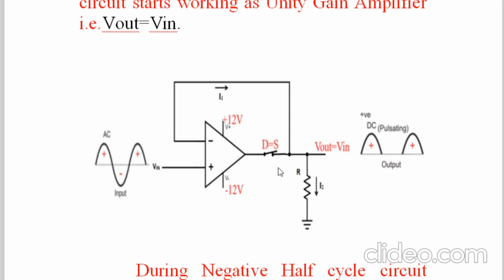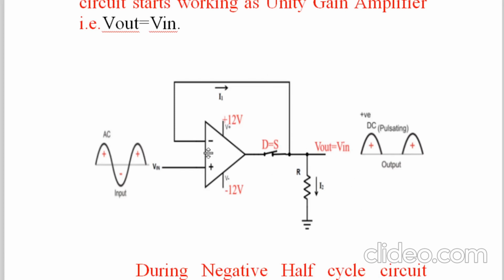Why? Because initially when this is 10 millivolt, this was 0 volt, and the op-amp used as a comparator, its output goes to HVL, which forces this diode into conduction, and the forward resistance of the diode is very low, that's why it is a closed switch, and this circuit is working as a unity gain amplifier.